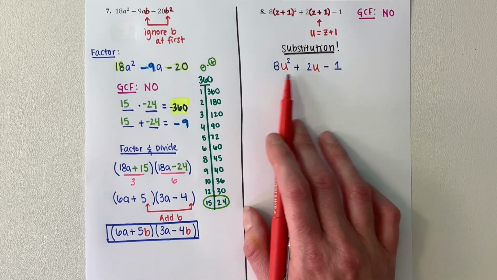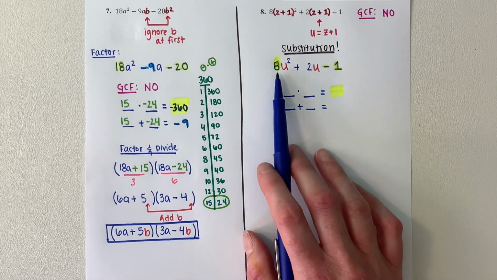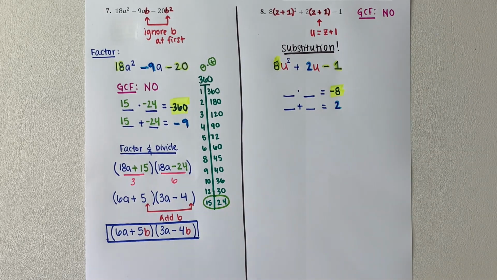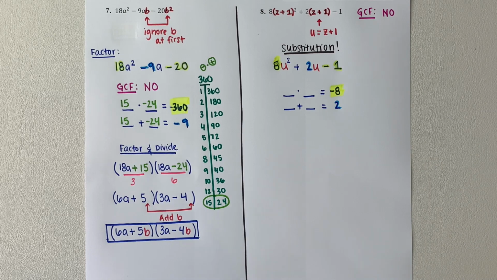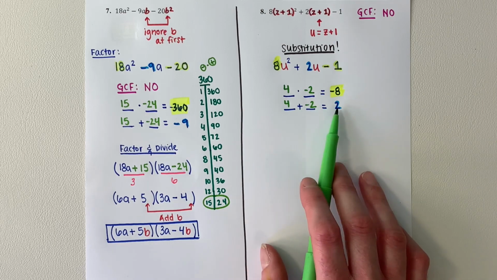So when you're factoring a trinomial, after you've checked for a GCF, the next step is we need to find 2 numbers that multiply to give us a times c, which is 8 times negative 1, which gives us negative 8. And we need those same 2 numbers to add to give us this middle coefficient here, which is 2. The 2 numbers that work are 4 and negative 2, because 4 times negative 2 gives us negative 8, and 4 plus negative 2 gives us 2.